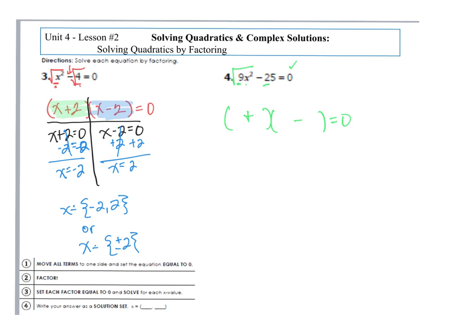We take square roots. The square root of 9x squared, the square root of 9 is 3. The square root of x squared is x. So 3x goes in each set. And then to get the second term in each set of parentheses, we take the square root of 25. That's 5. So we're putting in a 5 here and here. So factored, it is 3x plus 5 times 3x minus 5.